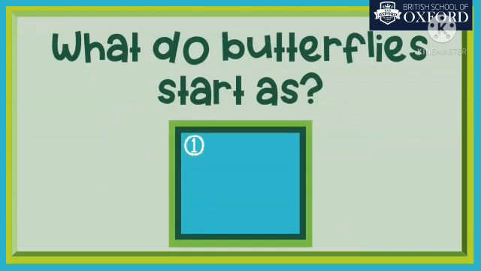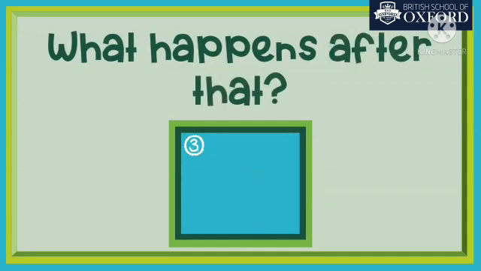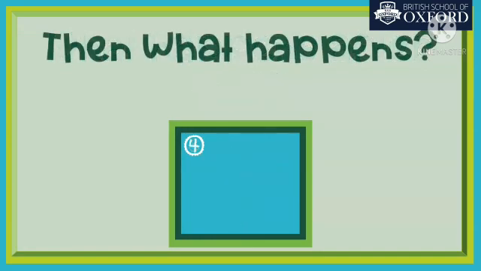What do butterflies start as? Butterflies start as tiny eggs on a leaf. What happens next? A caterpillar hatches. What happens after that? The caterpillar forms a chrysalis. Then what happens? The caterpillar stays inside for a long time.